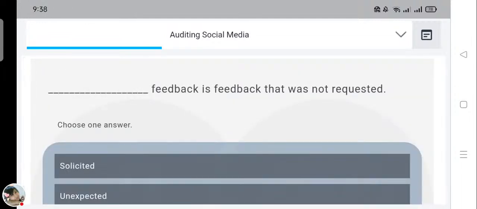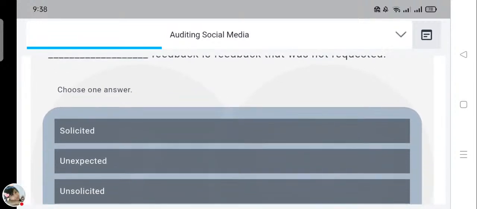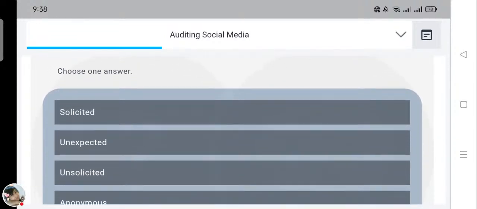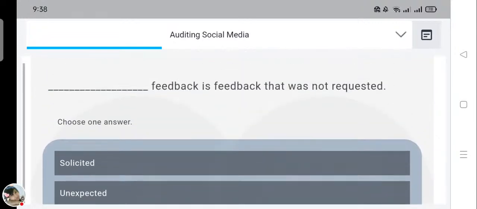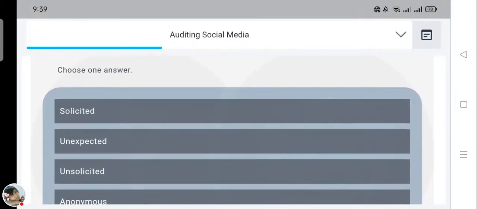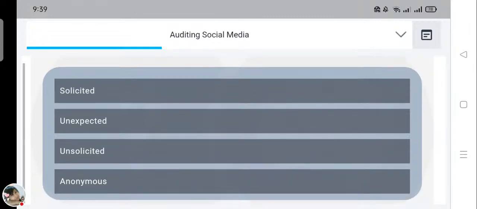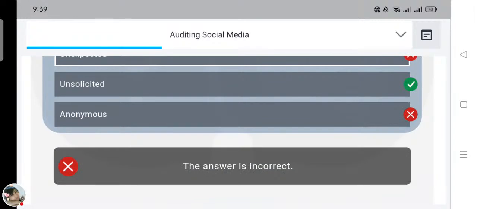Blank feedback is feedback that was not requested. Solicited, unexpected, unsolicited, anonymous. Unsolicited.